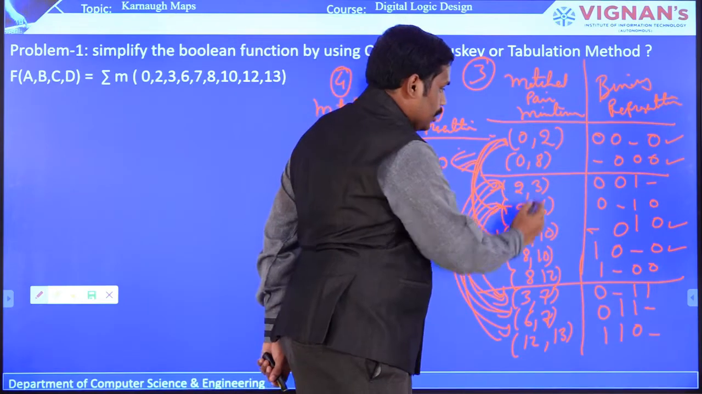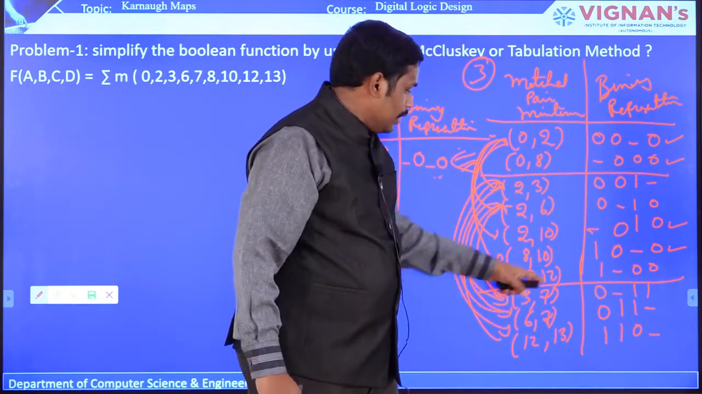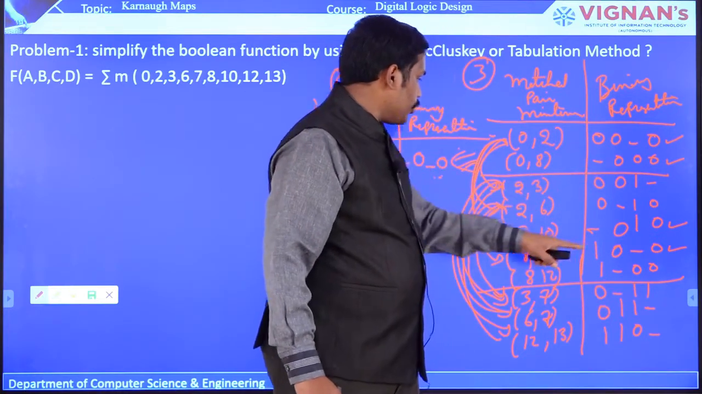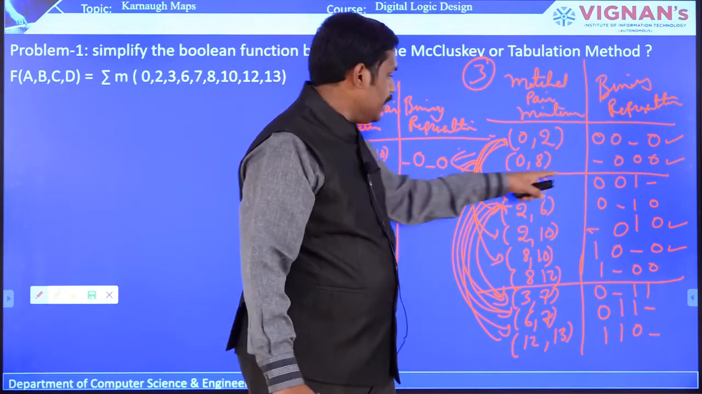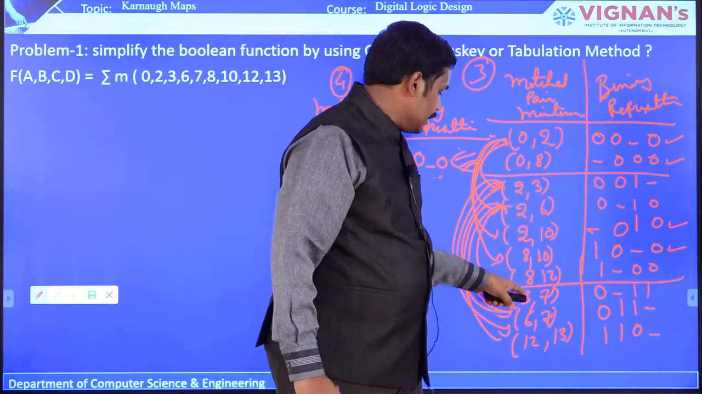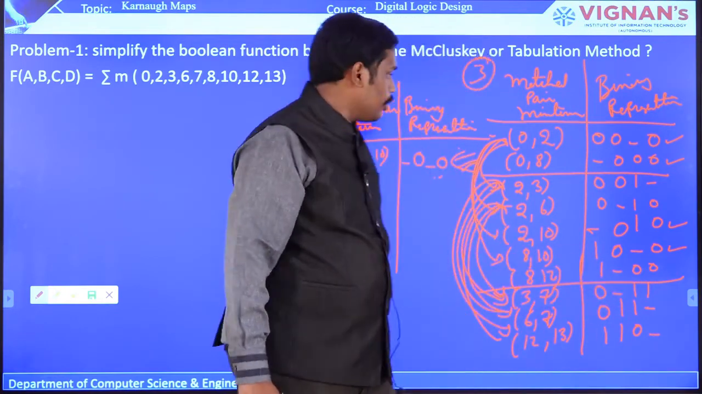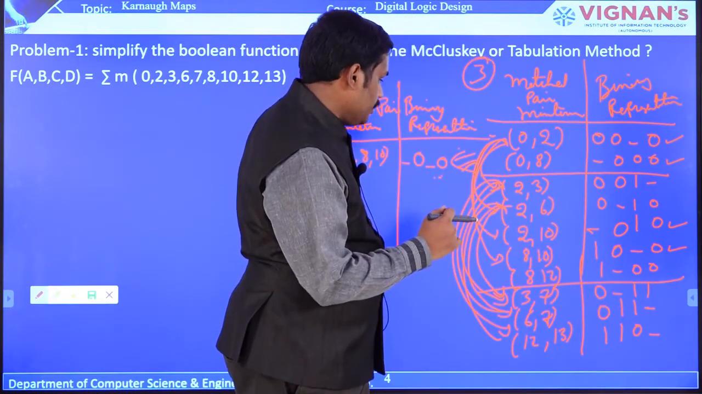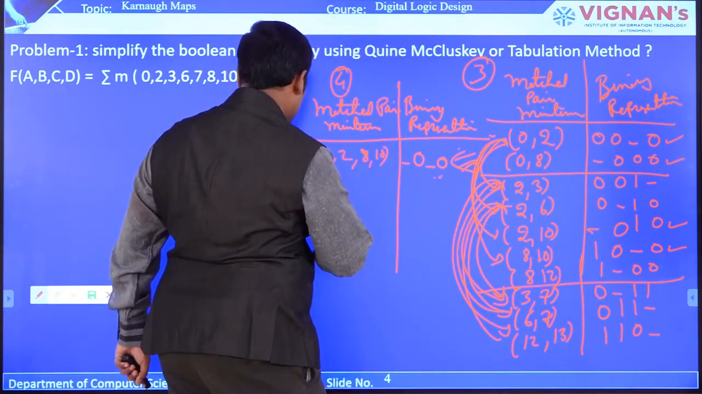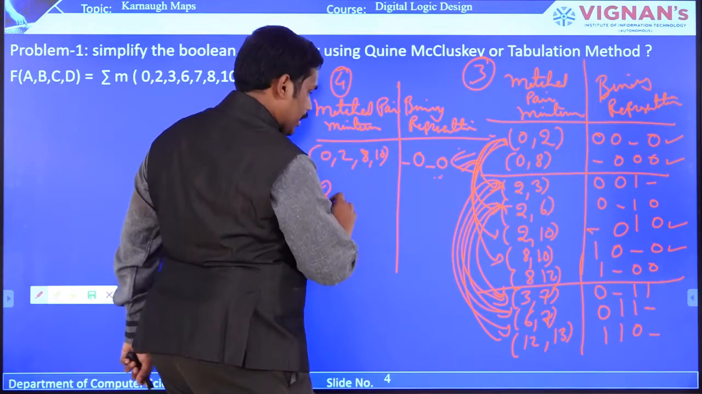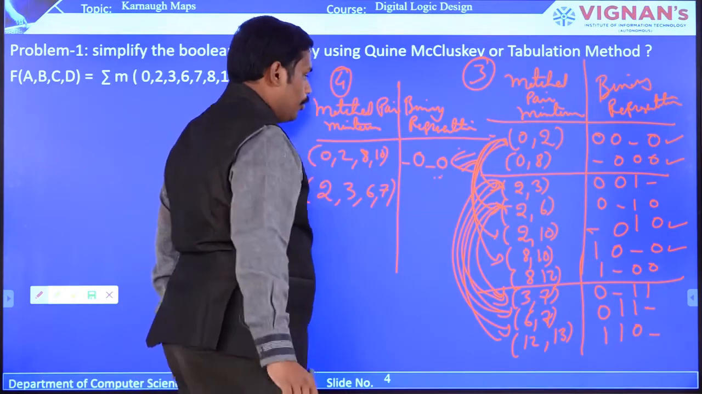So you see here 2, 3 is 0, 0, 1 underscore, and 6, 7 is 0, 1, 1 underscore. So the underscore you can compare, and it can have a match. Sorry, not 3, 7, it is 6, 7, which is 0, 1, 1 underscore. So there is a change in which position? The second position. So you can write that. Now I'm going to write 2, 3, 6, 7.